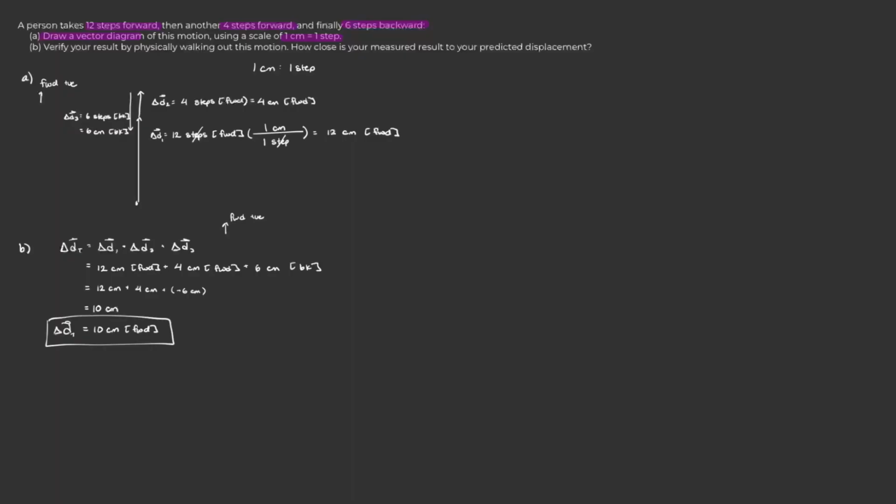And if you want, you can actually do B physically in real life. Walk out a few steps. I know your step isn't 1 centimeter. That's just what it is on the paper. So it should be about 10 steps from where you started forward. Okay?